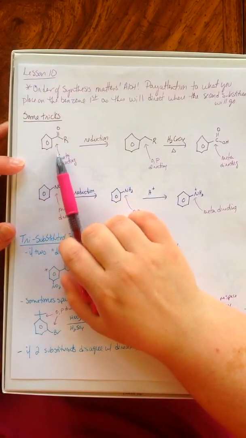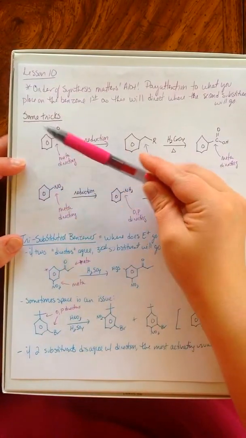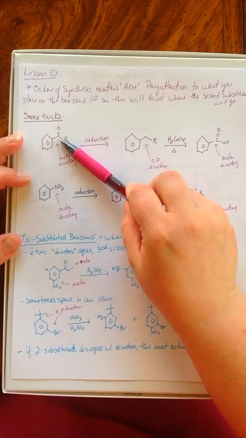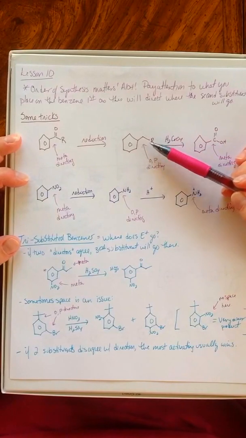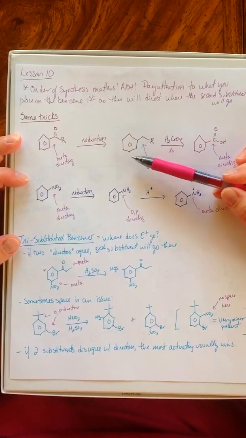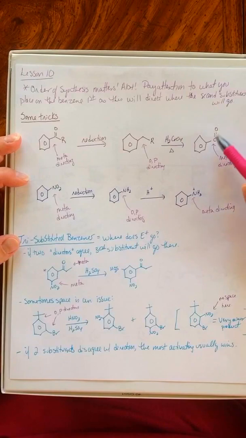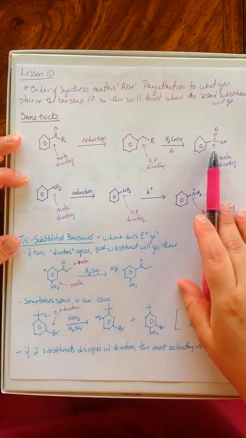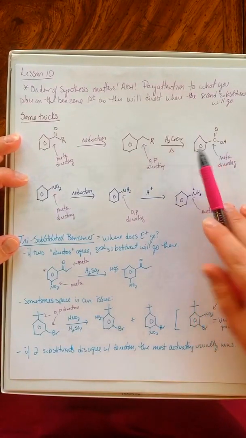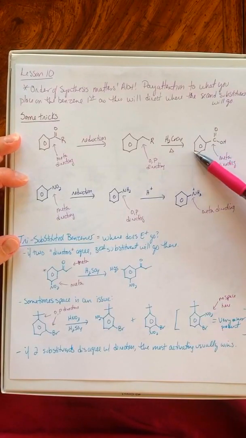So for example, if you go through an acylation, this substituent is meta-directing. After you reduce that acyl group here, you get an alkyl group that's ortho-para-directing. If you then oxidize this again, you'll end up with a carboxylic acid, and a carboxylic acid is meta-directing. Say you end up with a carboxylic acid, but you needed to put an ortho-para substituent, so one here or here, in your synthesis.